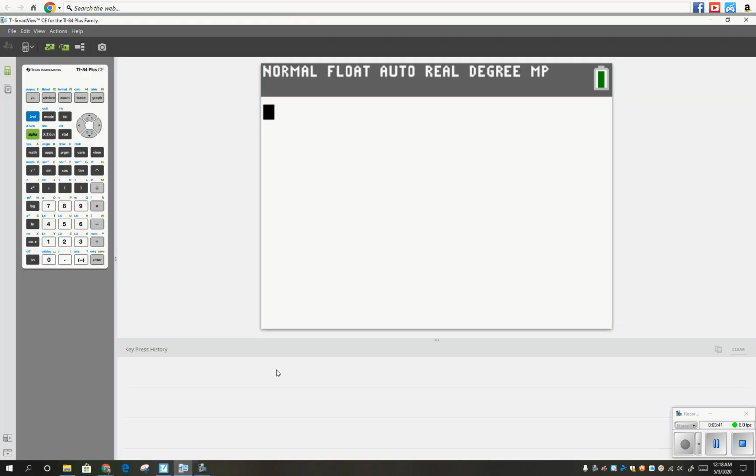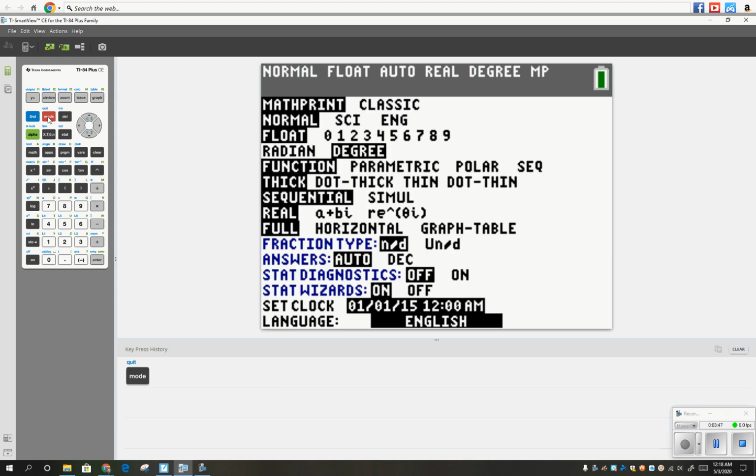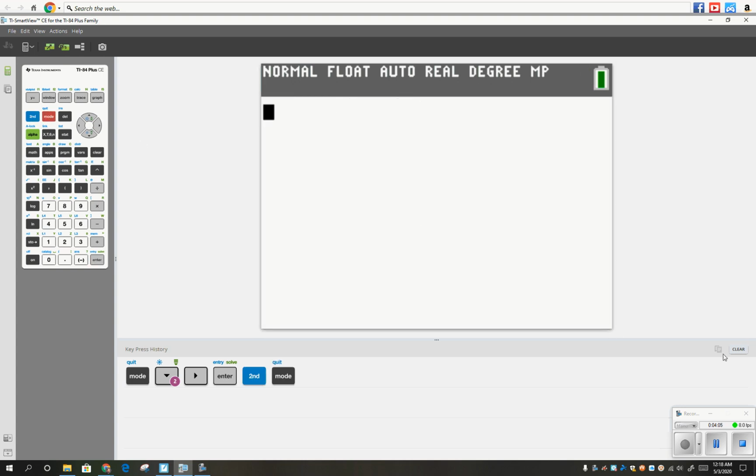As a reminder, we're putting our calculator in degrees. To check it, we go to mode, scroll down, and see the word degrees here. My degrees is highlighted, so I am in degrees. If not, you scroll down to it, scroll over to where degrees is, and just hit enter, and it will select it. Then you can quit to get out of there.